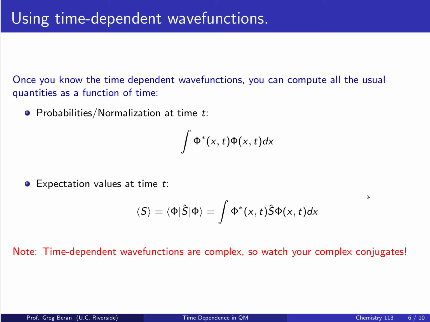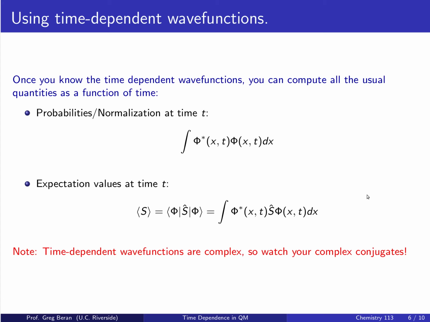Alright, once you have the time-dependent wave functions, then you can compute all the usual quantities as a function of time. And so, for example, if we want to look at a probability distribution or maybe check that the wave function is normalized at some time t, we're just going to take psi star psi or phi star phi, depending on whatever our wave function is, integrate over all space, and evaluate it at some particular time t. And so then we can get a result where the probability distribution or the normalization varies in time.